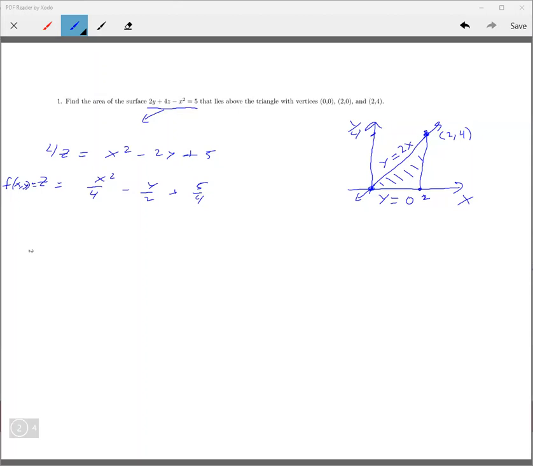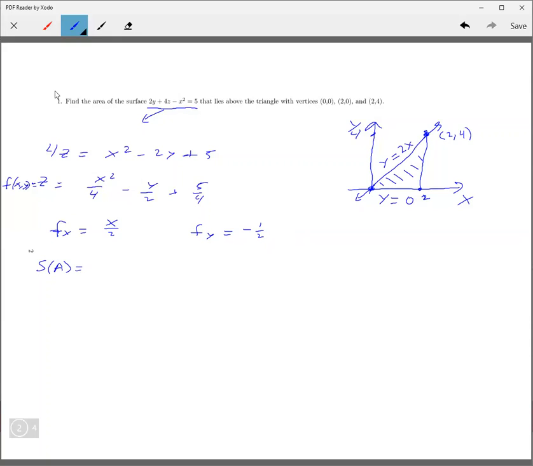So for the formula, we need to calculate the partial with respect to x and the partial with respect to y. What's the partial with respect to x? With respect to x, it would be x over 2. And with respect to y, it's going to be negative 1/2.